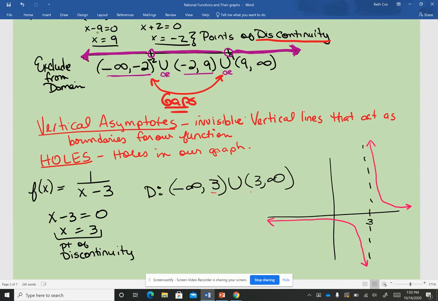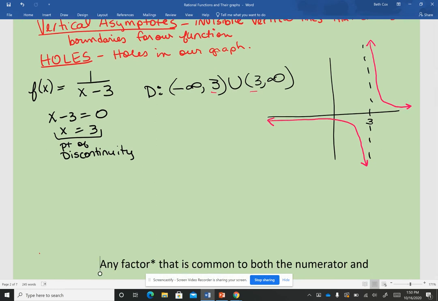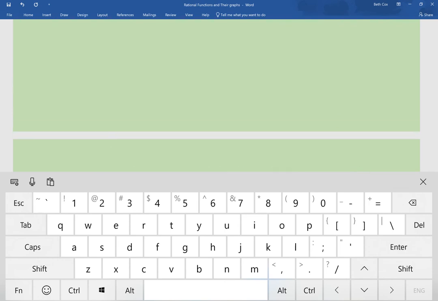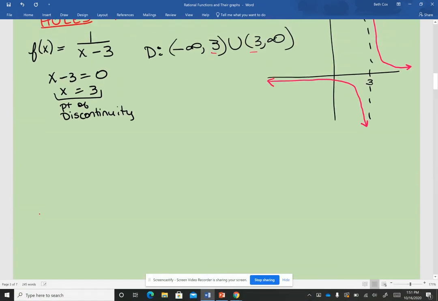And so when we have a gap in our function, it might be a vertical line. It might be a vertical asymptote. Now, it might also be a hole. So I'll show you one of those in just a second. Okay, but a vertical asymptote is an invisible vertical line that acts as boundaries for a function. And holes are just literally holes in our graph. So let's look at one with a hole. Okay. So now this one is going to have a hole.